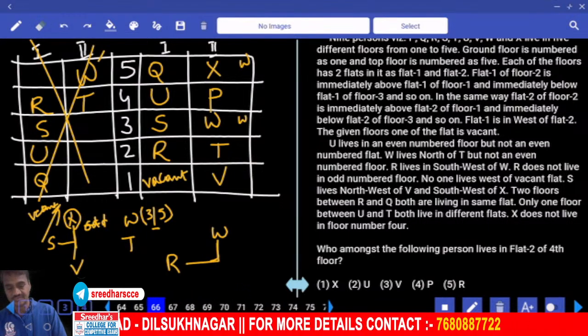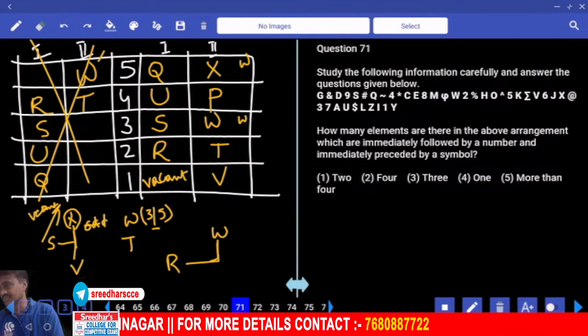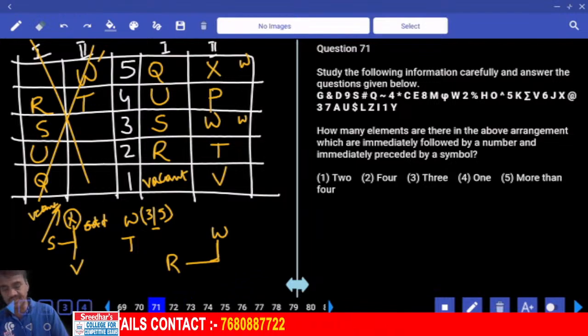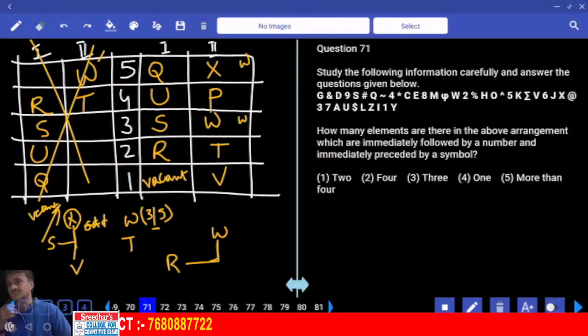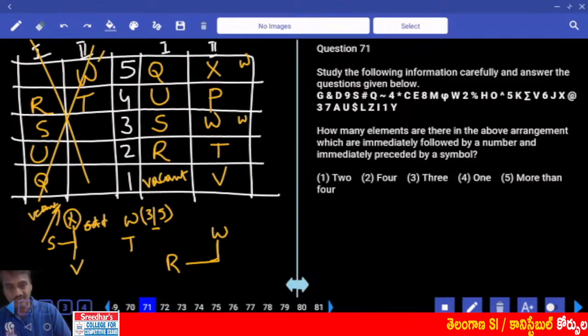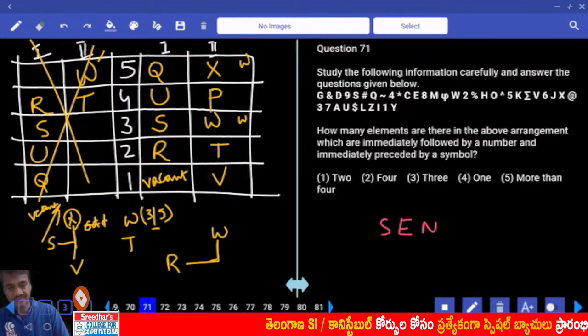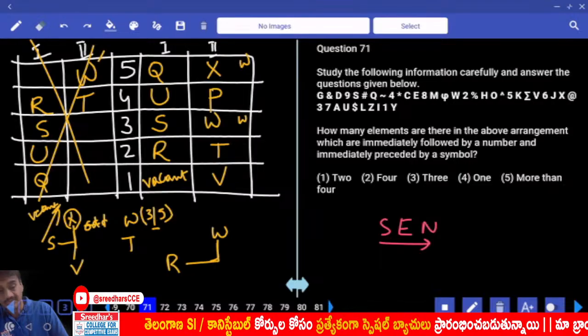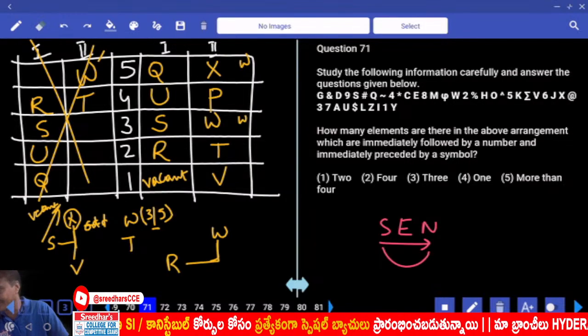Then 71 onwards. Now, question number 71 comes under the sequence 71 to 73, only 3 questions given under this one. First or second priority? Definitely first priority, question number 71. In this 71, how many elements are there in the above arrangement which are immediately followed by a number, and preceded by a symbol? The sequence must be symbol, element and a number. Clear? That means symbol and number must be in the alternate places.